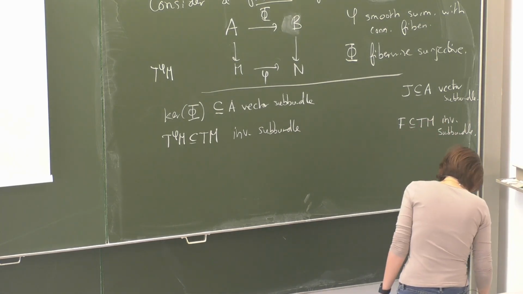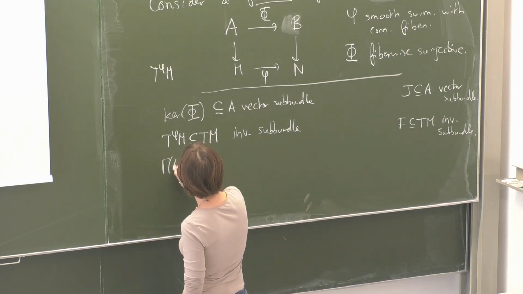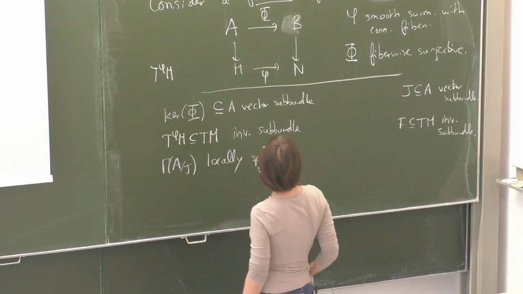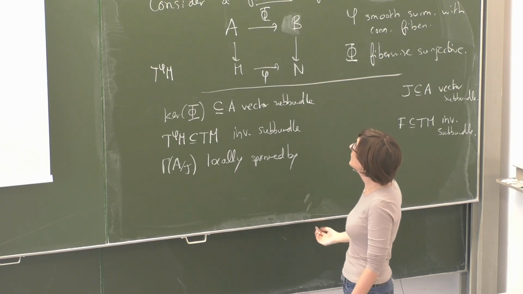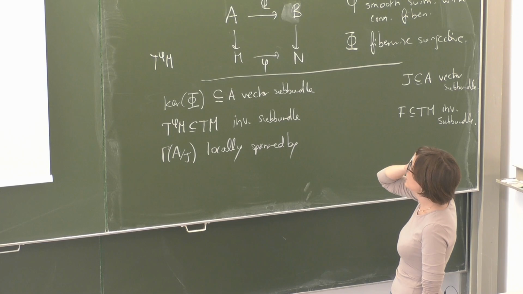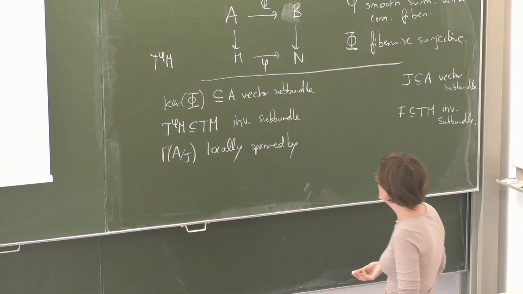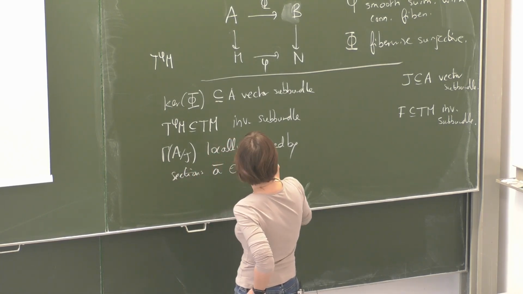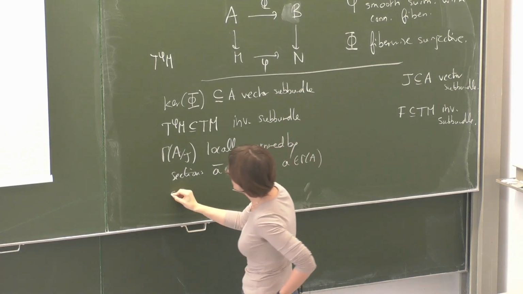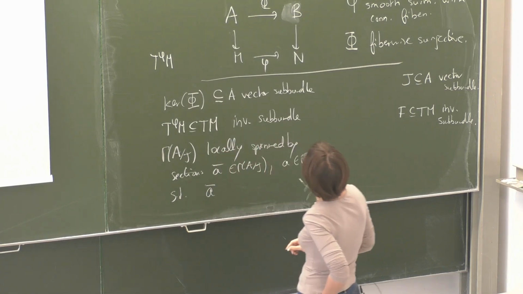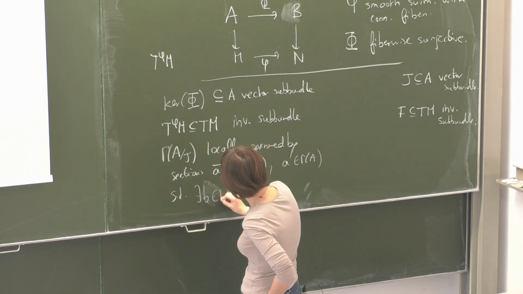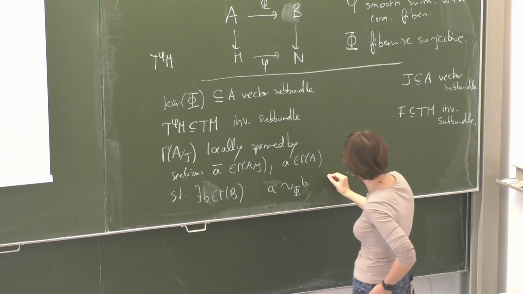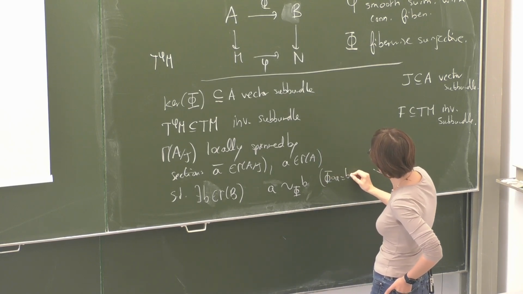And then because you have an epimorphism, you know that gamma A mod J is locally spanned. You see this by taking pullbacks of sections of B, and pullbacks of sections of B will generate A mod J over M. So it's locally spanned by sections a of A such that there exists a b, section of B, with a phi-related to b, meaning that phi composed with a is b composed with phi.